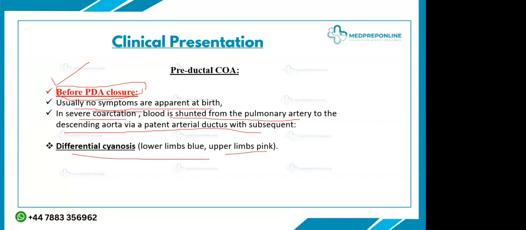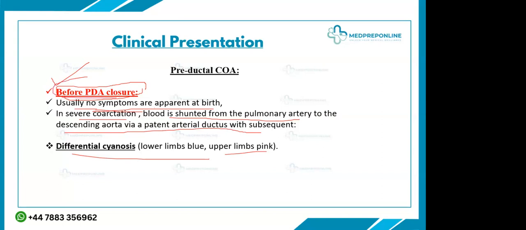But in differential cyanosis, what is going to happen is that between the preductal and the postductal there is a difference of saturation. Like in the upper limb, these are pink, so there will be above 90% saturation. But in the postductal, that is in the lower limbs, the saturation will be less than 75%. So this is the difference between upper and lower limbs in oxygen saturation and cyanosis. In preductal coarctation of aorta, you will see the upper limbs are pink and the lower limbs are blue, and this is going to happen when there is no closure of the PDA.